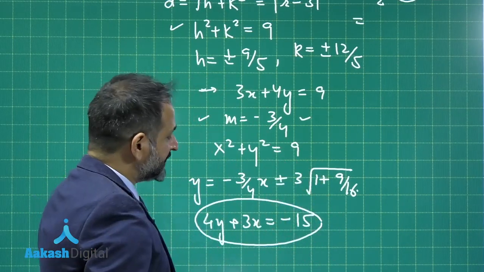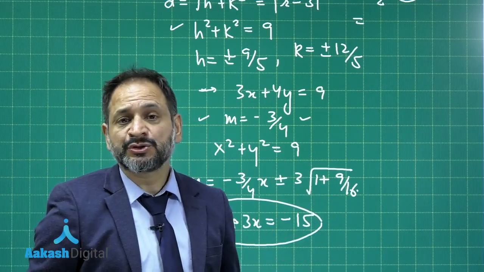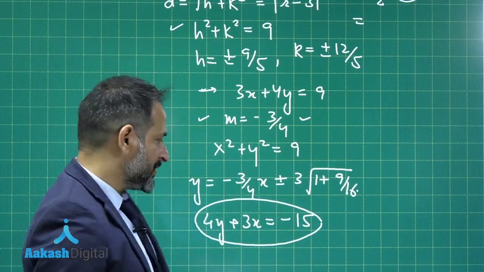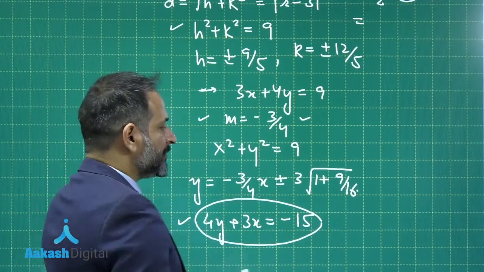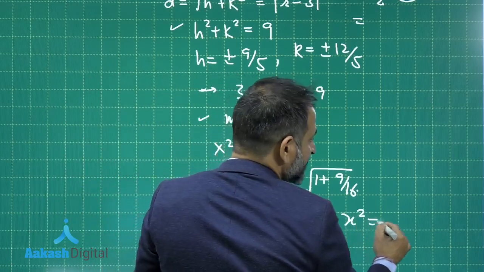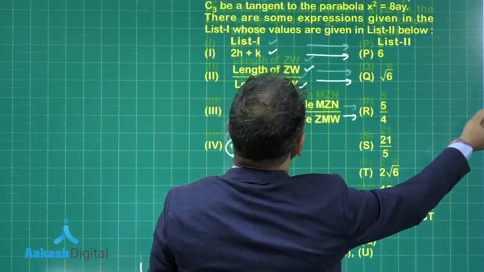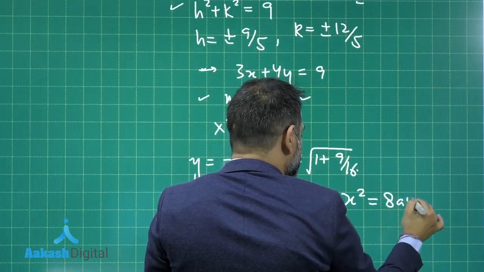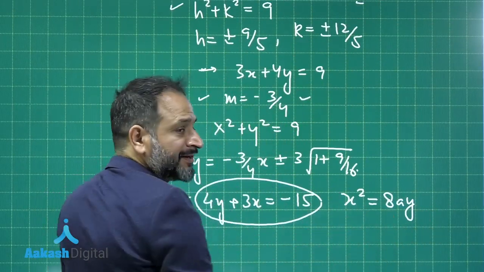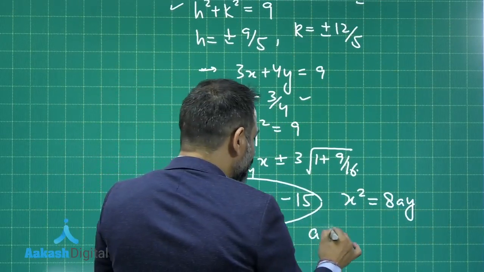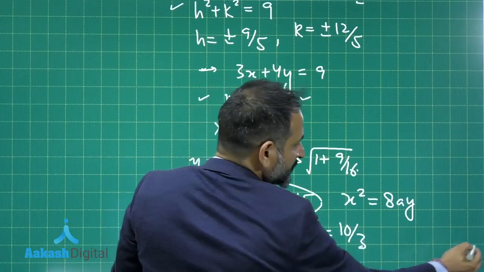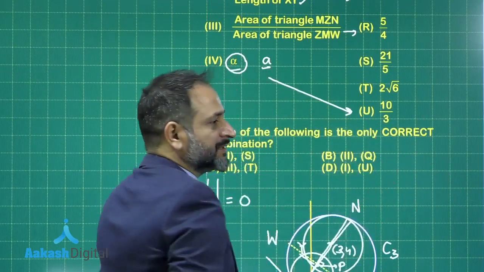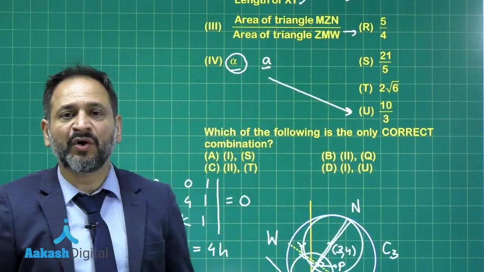Now applying the condition of tangency to the parabola, because it is also a tangent to the parabola. So this line is a tangent to the parabola x square is equal to 8ay, which is given to us. If you apply the condition, you can put y here and make the discriminant 0. You will get the value of a as 10 by 3. So the correct option for the last one is option U. So this is the correct option. Let us move on to the next problem.